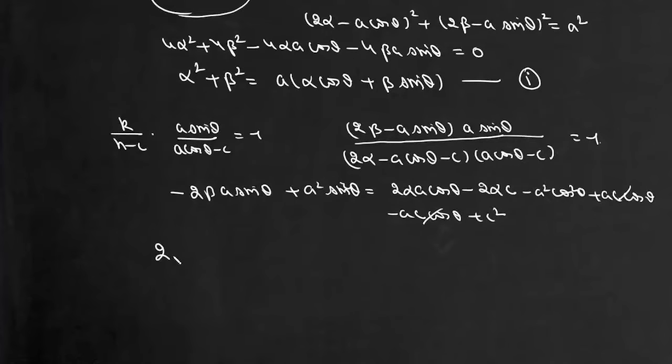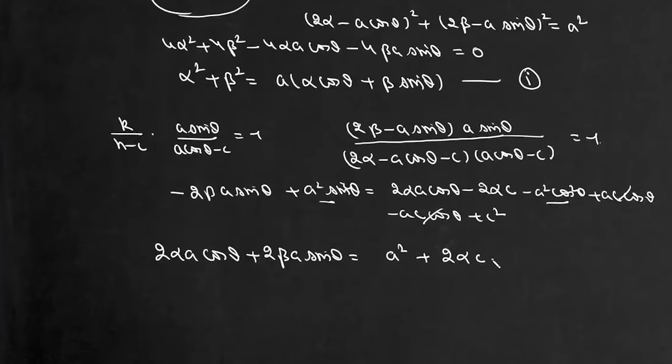So we can write 2 alpha a cos theta plus 2 beta a sin theta. Now cos square theta plus sin square theta will be 1. So we'll get this as a square plus 2 alpha c minus c square. Now alpha a cos theta plus beta a sin theta, it is alpha square plus beta square. So we'll get this as 2 alpha square plus beta square equals a square plus 2 alpha c minus c square.